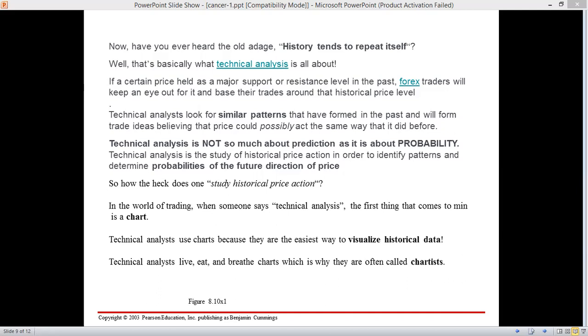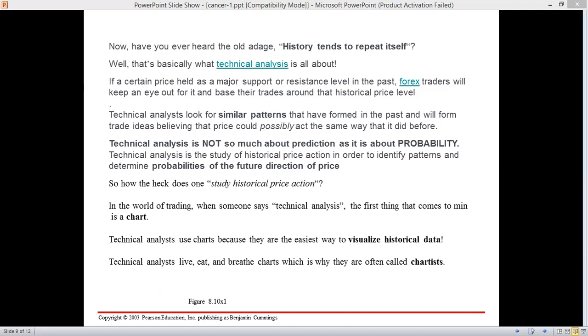Let's keep moving. That's what this piece is just trying to say. Support or resistance, we will learn that in our coming class. That's our next class, actually. Technical analysts look for familiar patterns that formed in the past or will form trade ideas, believing price could probably act the same way it did before.